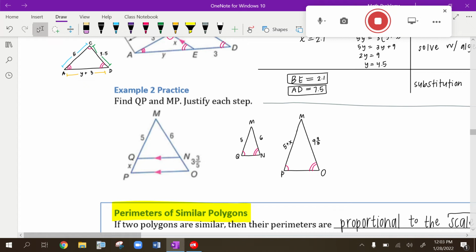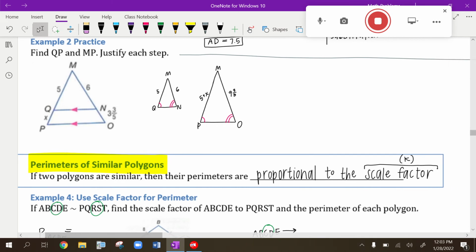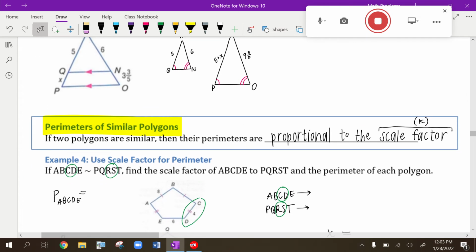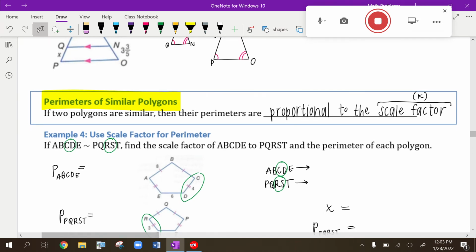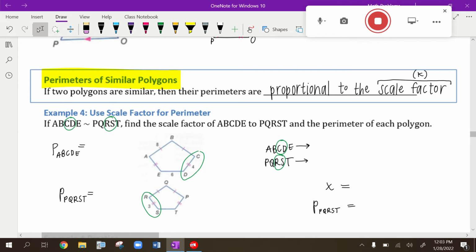if you need that. Next, we're going to talk about the perimeter of similar polygons. It's something special that you need to know. The perimeters are proportional to the scale factor. So let me show you how we can use this. It says ABCDE is similar to PQRST. Find the scale factor and the perimeter of each polygon.